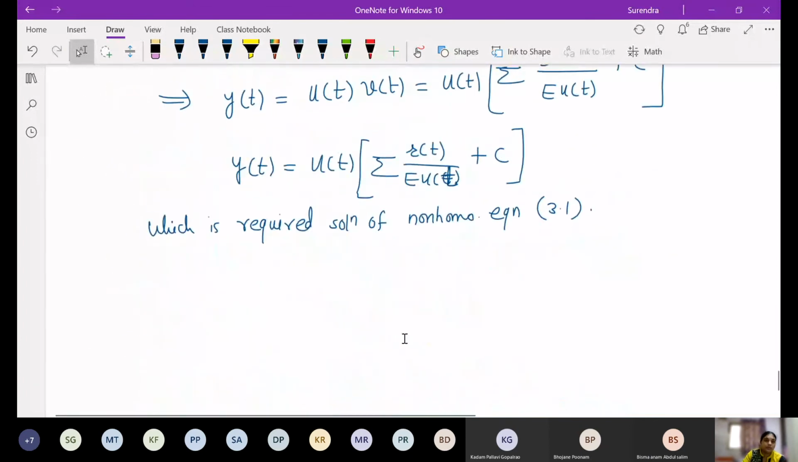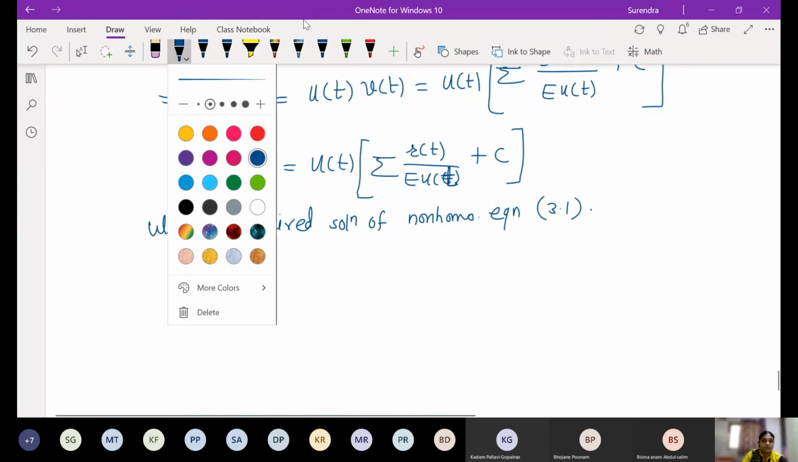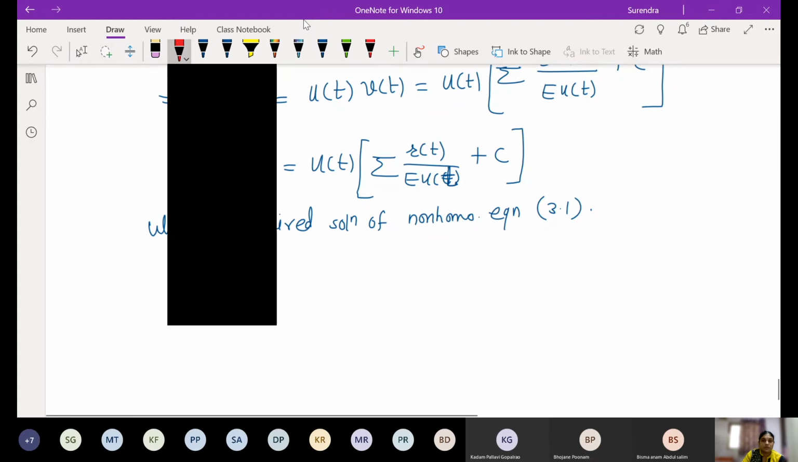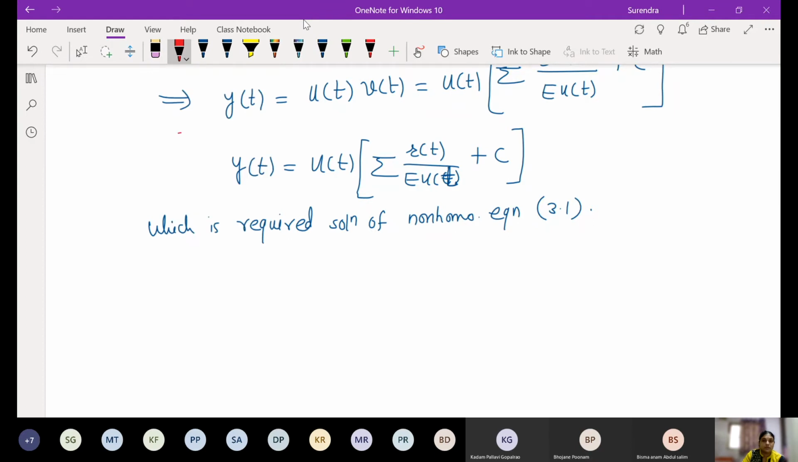So this you need to remember, because many times we use this formula for homogeneous and non-homogeneous equations. Okay, so now based on this we will see one example.